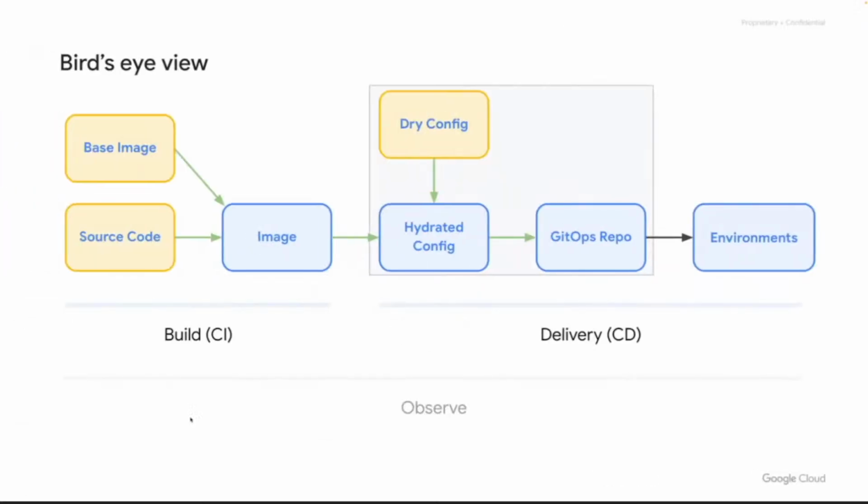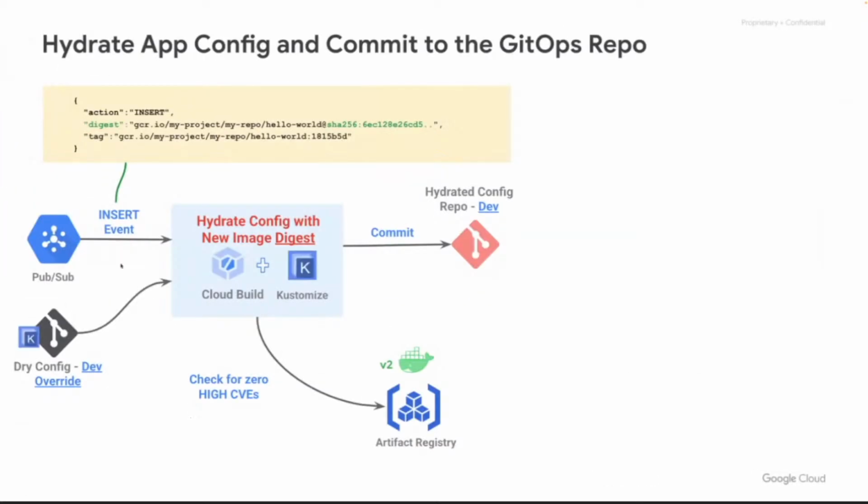Let me quickly go back here and explain what's happening. In the hydration process, everything is event driven, as I said. As soon as the event is generated, the CD process is kicked off. And in the CD process, it takes the digest from the event, which is the new image digest. And we combine that with the dry configuration, a Kustomize based dry configuration for the development environment. And we use Kustomize again in the pipeline to create a hydrated configuration.